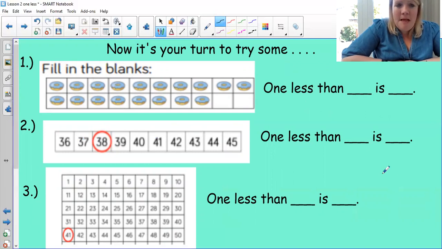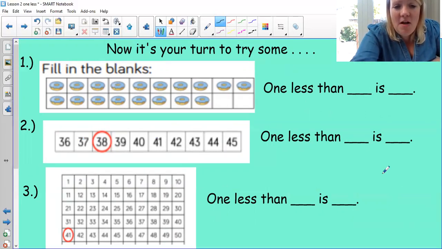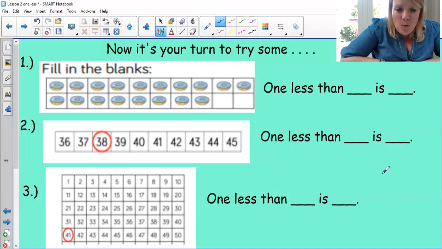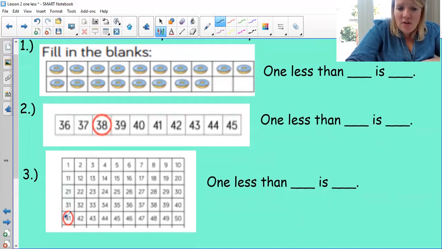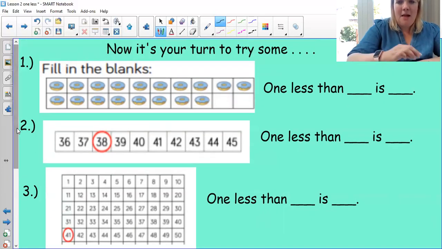Number 2, look at the number line. There's a part of a number line here, and it starts at the number 36, 37, 38, 39, 40, 41, 42, 43, 44, 45. Look at the number that's circled. Can you find 1 less than that number? And number 3 is part of 100 square. We've got the numbers 1 to 50. Look at the number circled, and can you tell me what 1 less than that number is? Okay, you can pause me now and off you go.